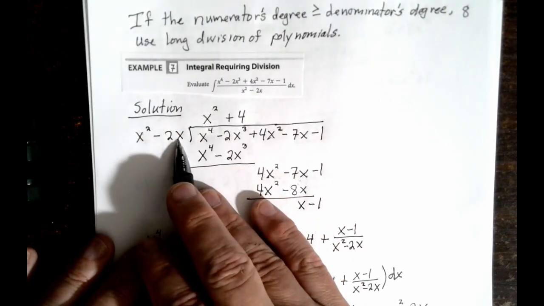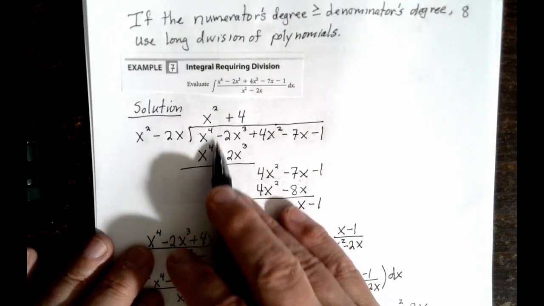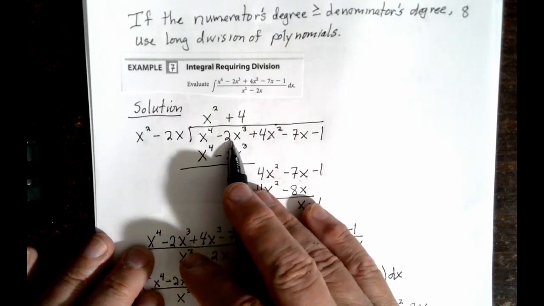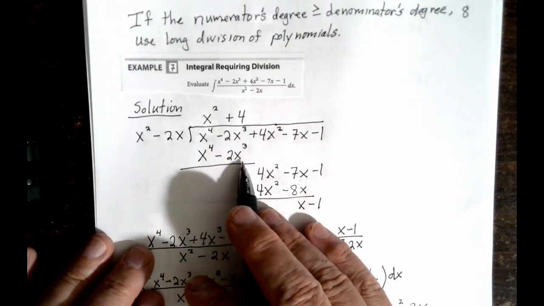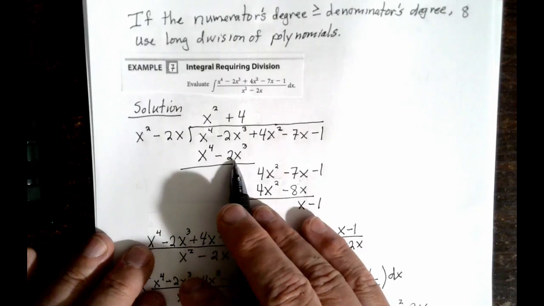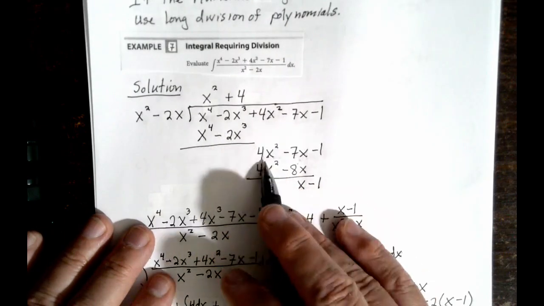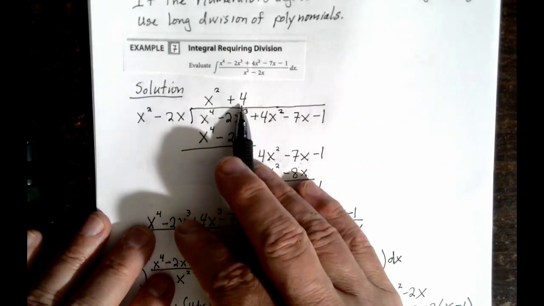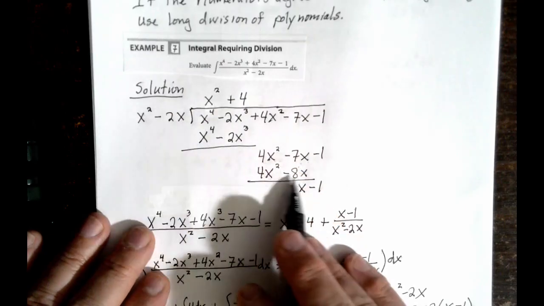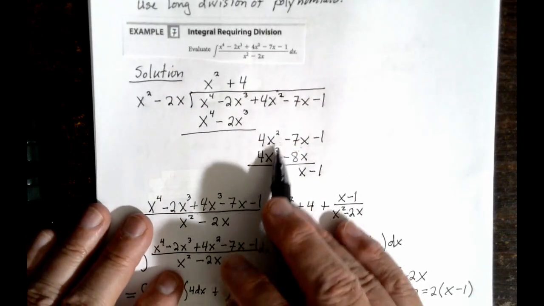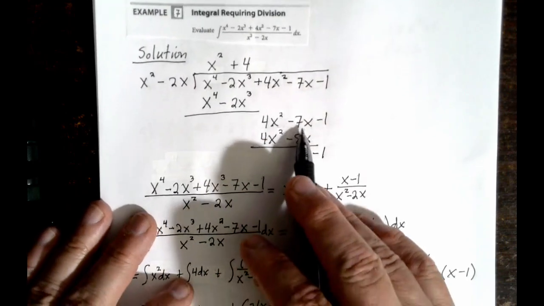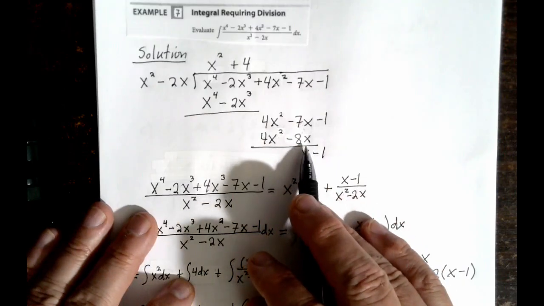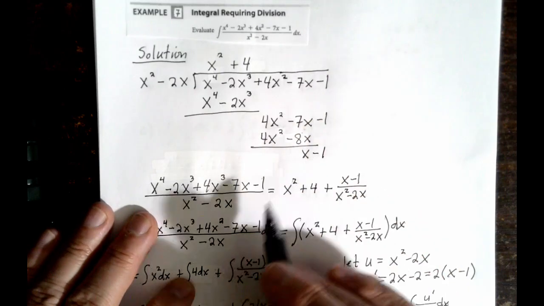You get x squared times -2 is -2x cubed, and then you subtract. So x to the 4th subtract x to the 4th is 0. -2x cubed subtract -2x cubed is really -2x cubed plus 2x cubed, which is 0. And now you bring everything else down. And now x squared times what gives me 4x squared? Well, it's 4. And now 4 times each of these gives me this here. And again, I subtract 4x squared, subtract 4x squared is nothing. -7x squared subtract -8x is -7x plus 8x is positive x. And I bring down the 1.